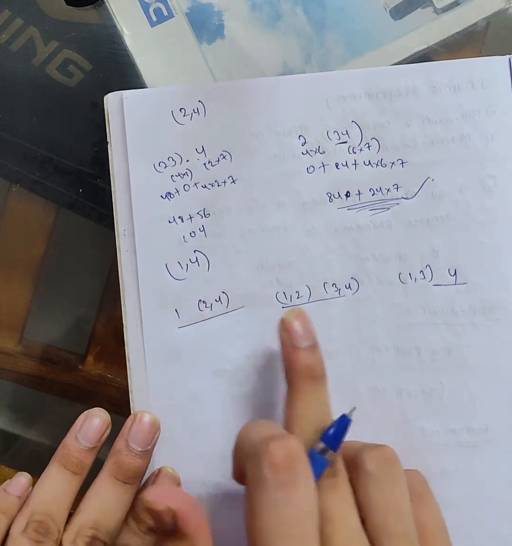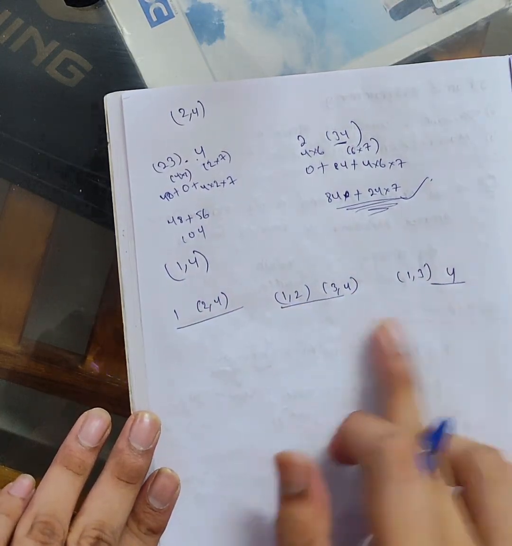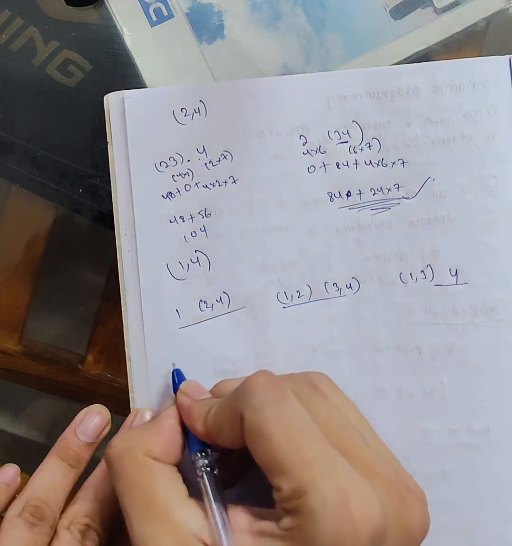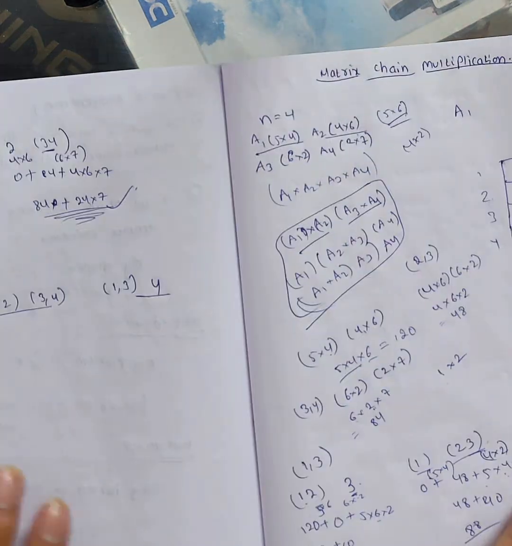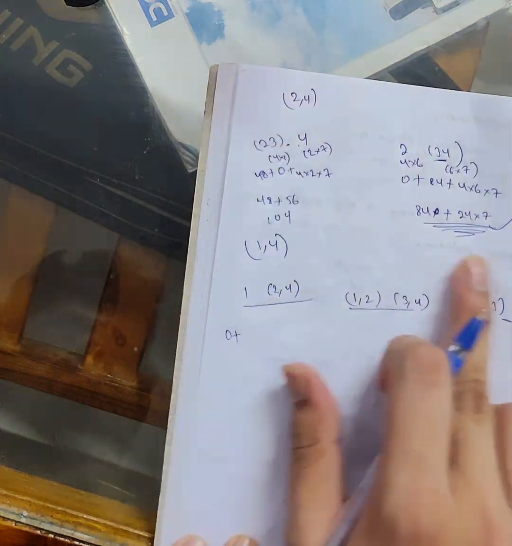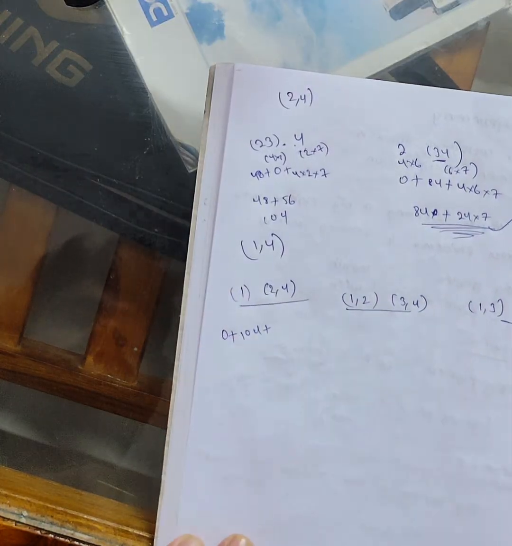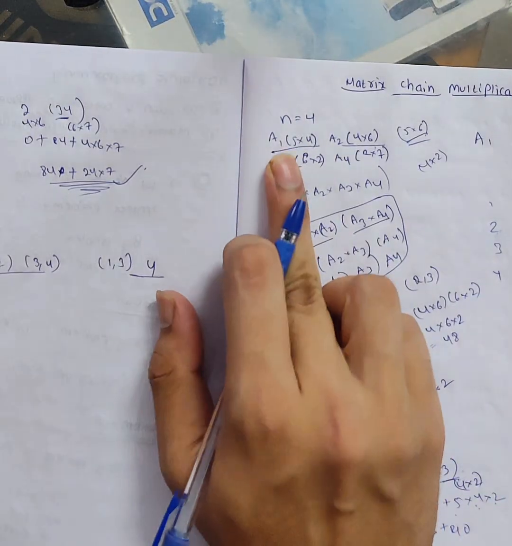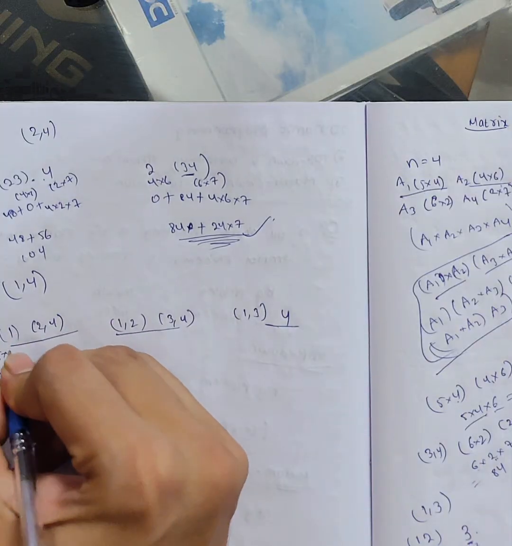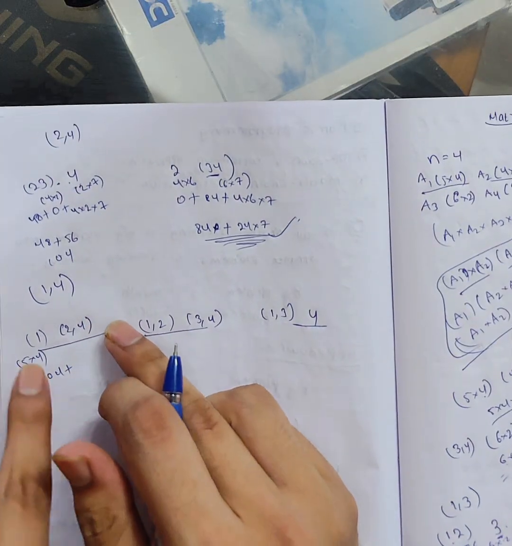1 2 comma 4, 1 2 3 4, 1 3 and 4. So how can you write now? 1 is 0, 2 comma 4 is how much? 2 comma 4 is this only. This is 104 plus some. 1 is what? What is the matrix of 1? 5 by 4 into 2 by 2 4.